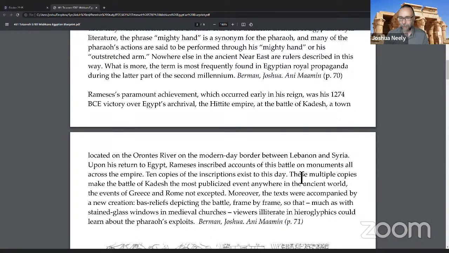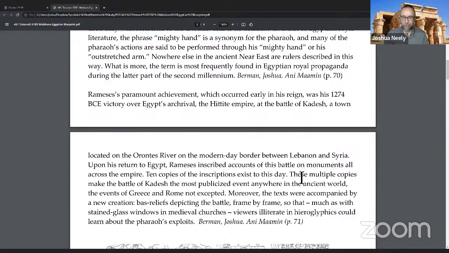arch-rival, the Hittite Empire, at the Battle of Kadesh, a town located on the Orontes river on the modern-day border between Lebanon and Syria. Upon his return to Egypt, Ramses inscribed accounts of this battle on monuments all across the empire. 10 copies of this inscription exist to this day.